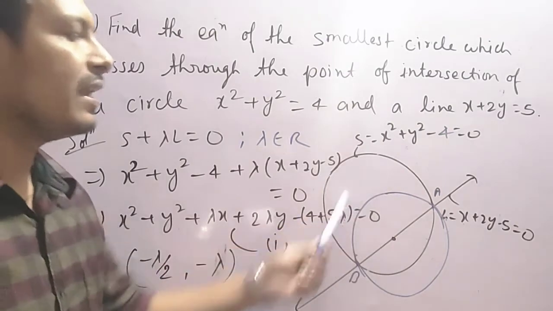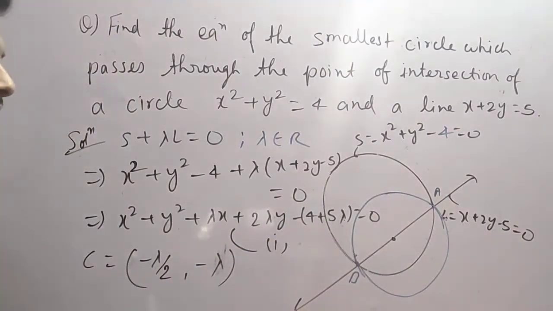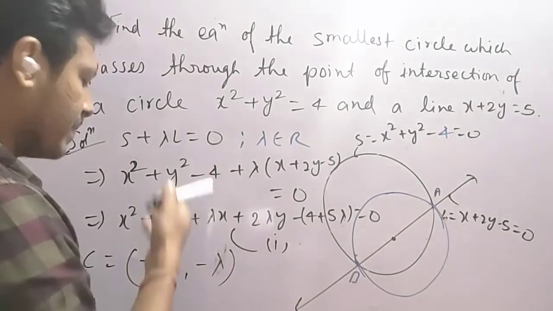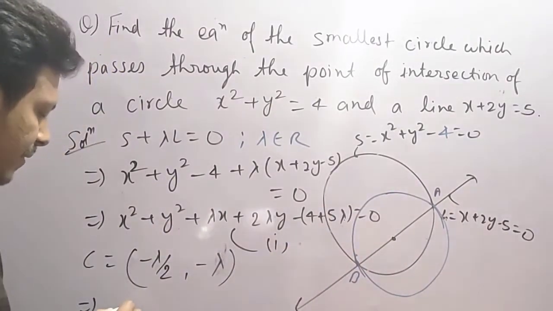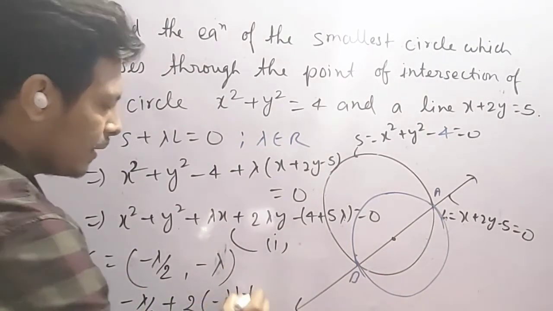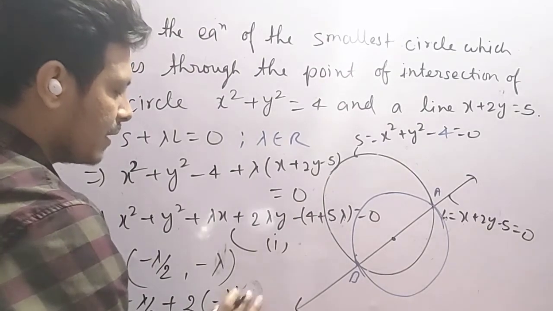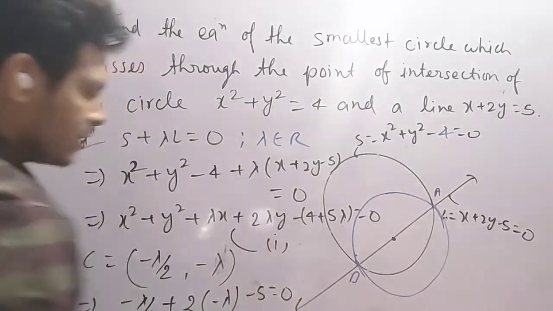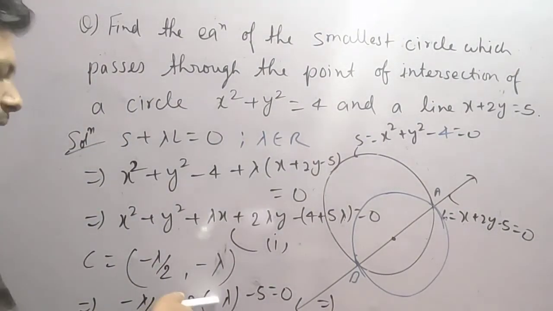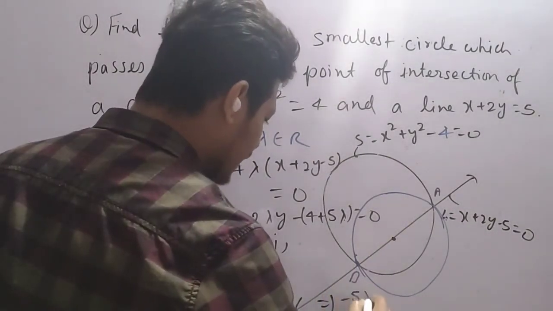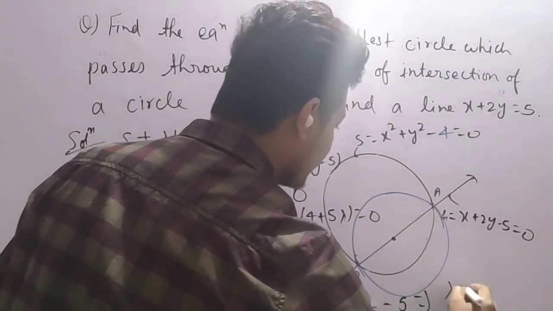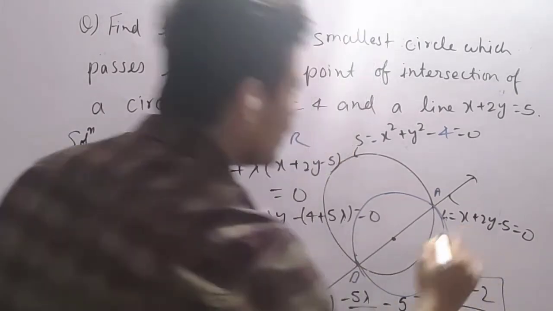As point C lies on this line, x plus 2y minus 5 equals 0, okay, so we will put the coordinates of C in this equation. We will have minus lambda by 2 plus 2 into minus lambda minus 5 equals 0. From here, when we solve this one, this will be minus 4 lambda minus lambda, which is minus 5 lambda upon 2 equals plus 5. So the value of lambda will be minus 2. So the value of lambda is minus 2.